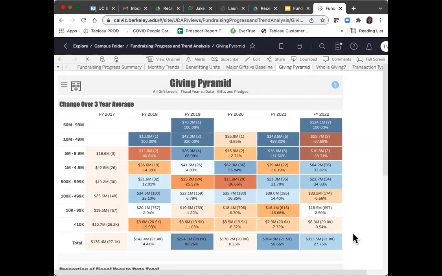And here, this shows growth over the previous year, or comparisons over the previous year. So the darker the blue is, the greater the growth. The darker the red is, actually, the greater the decline. So this is pretty stark for people to see what's going on.